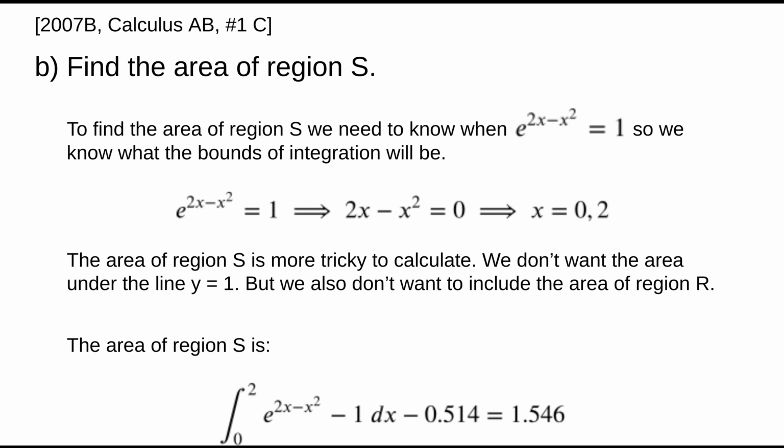So to find the area of region S, we're going to integrate from 0 to 2 e to the 2x minus x squared minus 1 dx, and then we're just going to subtract off the area from part A, which is 0.514. Again, it's a calculator active question. Let your calculator do the work. And we get 1.546.